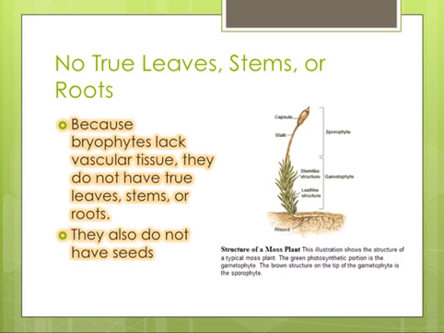Because bryophytes lack vascular tissue, they do not have true leaves, stems, or roots. So if you look at this diagram over here, we don't call these leaves, we call them leaf-like structures. And they don't have a stem, they have a stem-like structure. And they don't have roots, it's called a rhizoid. Vascular tissue is what makes a stem, a leaf, and a root. And because they don't have these, we have different names for them: stem-like structure, leaf-like structure, and then a rhizoid.